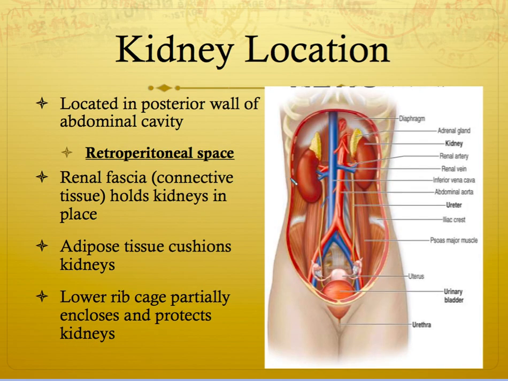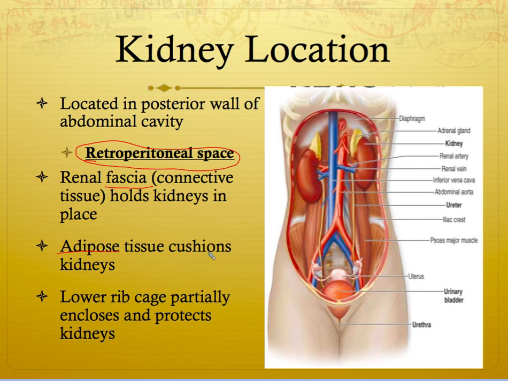So for starters, we talked about this in the previous section, but your kidney is located in the posterior wall of the abdominal cavity. This is called your retroperitoneal space. So behind all of your organs, behind your gut, your stomach, your intestines, are your kidneys. It is held in place by renal fascia, which is connective tissue, so they don't slide around. There's adipose tissue, providing a little cushion. Adipose again means fat.